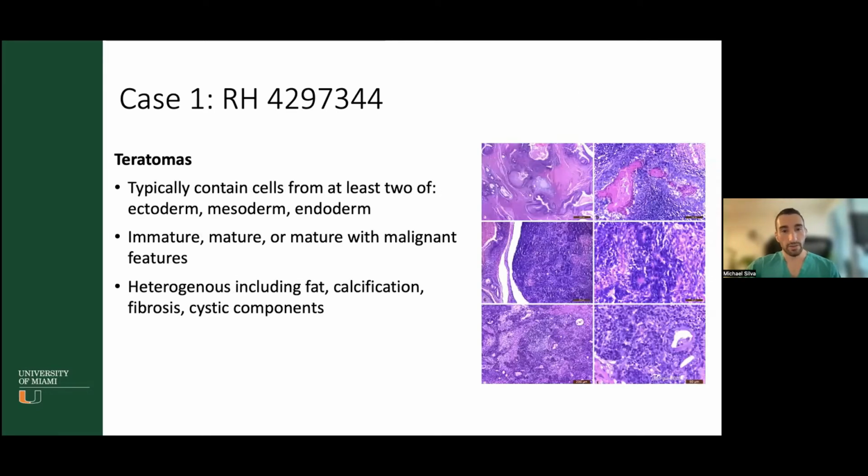And as Dr. Saad was saying, they have cells from at least two of either ectoderm, mesoderm, or endoderm, and they can be very heterogeneous, as we saw evidence of cartilage and keratin components. So they can have fat, calcification, fibrosis, and cystic components as well. And they can be classified as either immature, mature, or immature with malignant features. In this case, it was immature, and it was from this immature and poorly differentiated tissue that the Wilms tumor is thought to have arisen, and that was the diagnosis in this case. Obviously, not something we see commonly, but something to keep in mind.